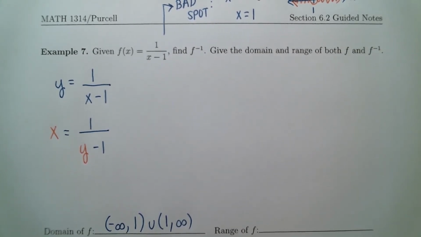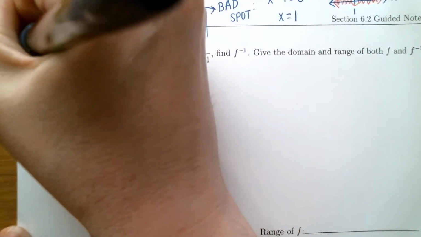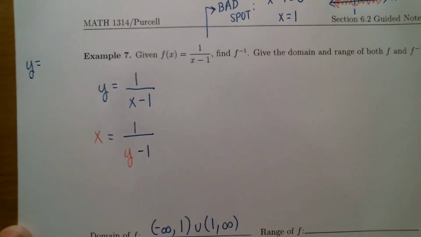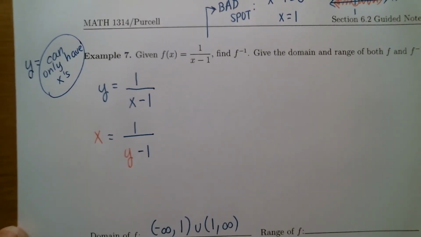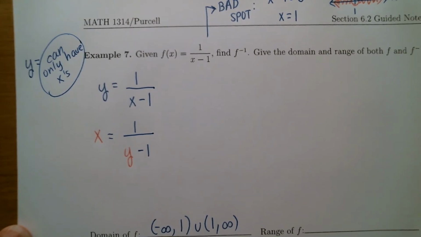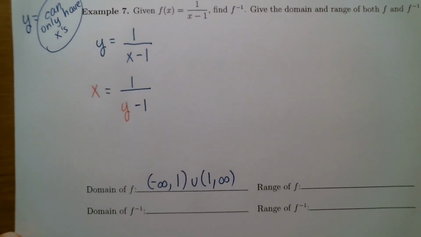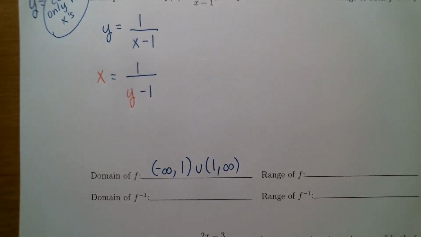What it means to solve for y, let me make this clear from the get-go, is to make this look like y equals something, and that something can only have x's. You can't have a y on the right side. So that's what we need this to look like. We need to get y by itself. So this is how you should do this if you are given a function that is a fraction. We are going to get rid of the fraction, and this is how we're going to do it.